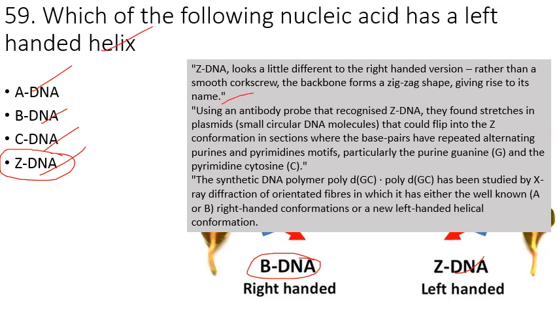Using an antibody probe, we can recognize that DNA. They found stretches in plasmids, small circular DNA molecules, and its base pairs have repeated alternating purine and pyrimidine motifs, particularly the purine guanine and pyrimidine cytosine. The synthetic DNA polymer poly-d(GC), poly-d(GC), has been studied by X-ray diffraction of oriented fibers, in which it has either the well-known A or B right-handed conformations or a new left-handed helical conformation. So the left-handed DNA is that DNA, and the most commonly found DNA is the B-DNA, which is right-handedly coiled DNA.